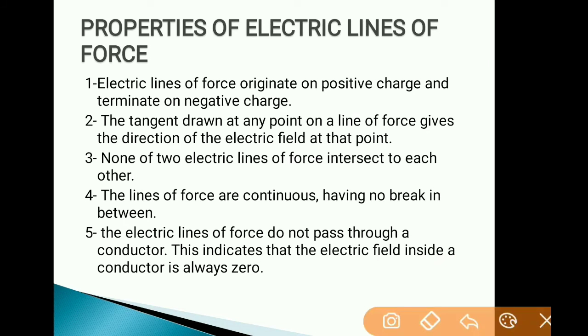Now what is the third one? None of two electric lines of force intersect each other. This is very important, and this is often asked in the board examination. Why do two electric lines of force never intersect each other? So let us see. Suppose we have two lines of force like this intersecting at a certain point here. There is an intersection point, and this is the direction of the electric lines of force.